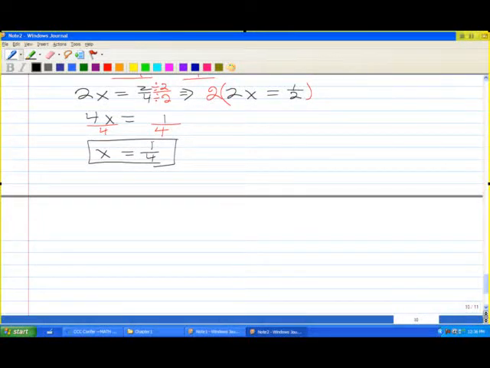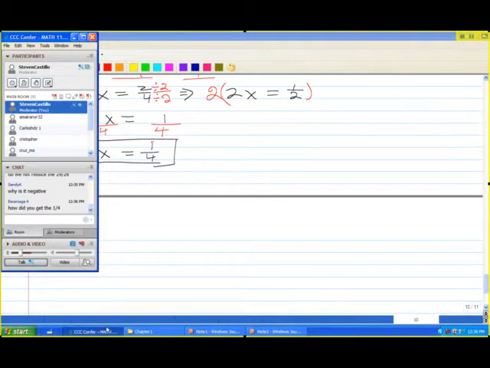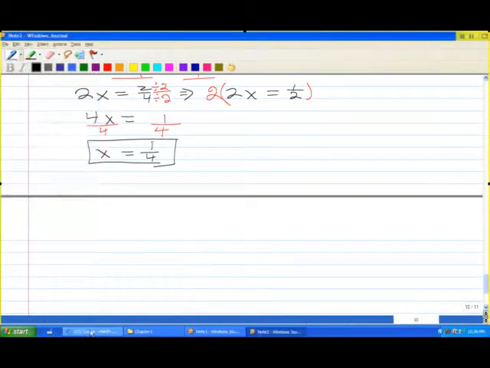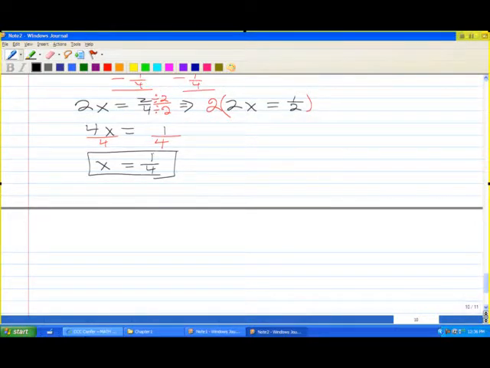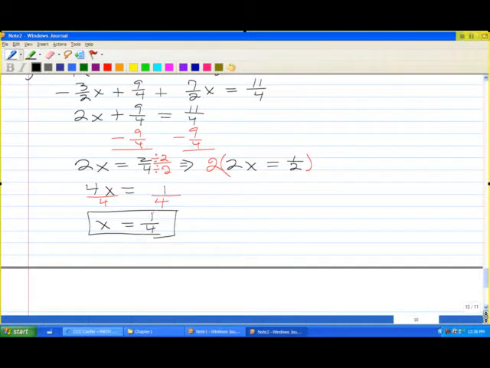Let me do a question. How'd you get the 1/4? I used the multiplicative property of equality. So I multiplied both sides of my equation by 2. 2 times 2 is 4, so that's a 4x. The 2's cancel, so 2 times a half is just 1. Then I divided both sides of my equation by 4. Or you could have multiplied both sides of this equation by a half, and a half times a half is 1/4.